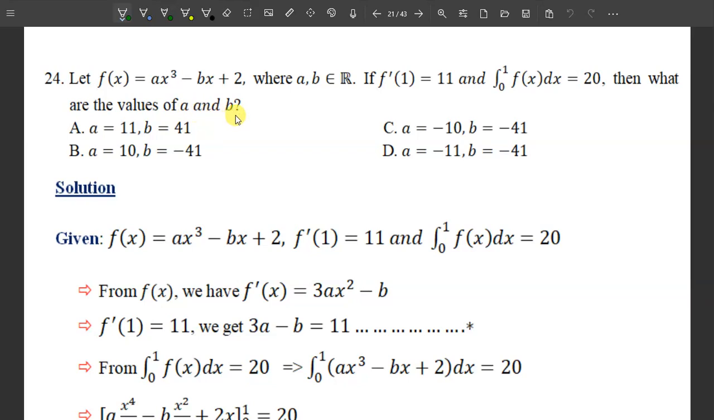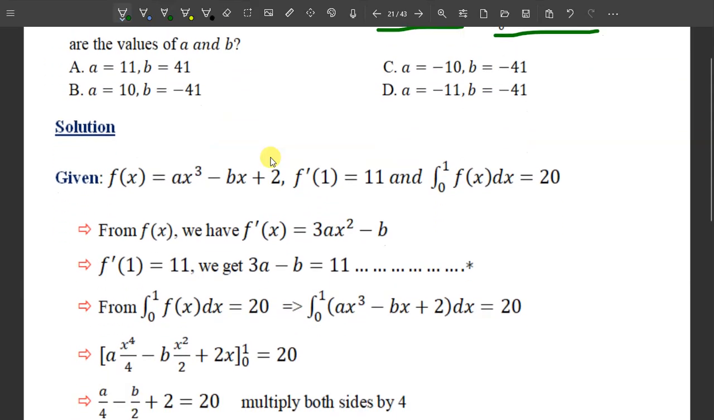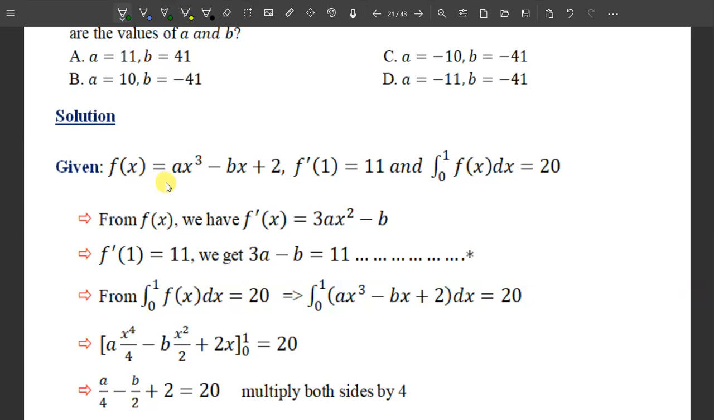Now, as you can see here, we have f prime of 1 is equal to 11, and also we have this definite integral. By using these two, we will get two linear equations, given our f of x is equal to ax cubed minus bx plus 2, and f prime of 1 is equal to 11, and the integral from 0 up to 1 of f of x dx is equal to 20. First, let us use this one.